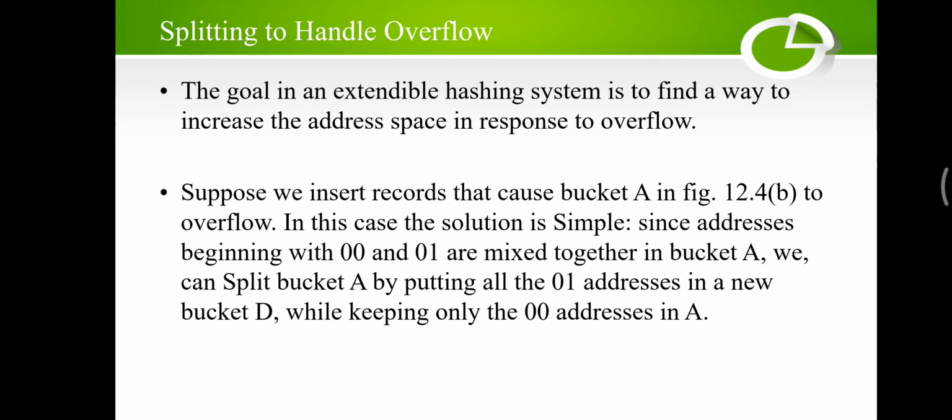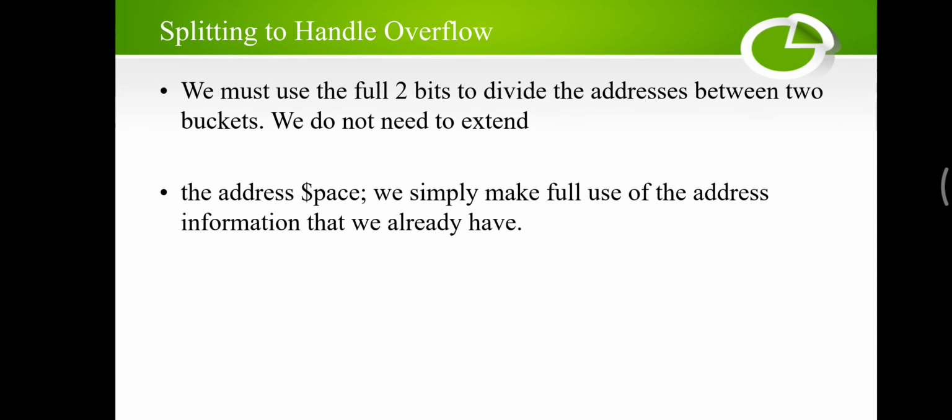Next, splitting to handle overflow. The goal in an extensible hashing system is to find a way to increase the address space in response to overflow. Suppose we insert a record that causes a bucket in figure 2.1 to overflow. In this case the solution is simple: since the addresses beginning with 00 and 01 are mixed together in bucket A, we can split bucket A by putting all the 01 addresses in a new bucket D, while keeping only the 00 addresses in A. In splitting, we must use the full 2 bits to divide the addresses between the two buckets. We do not need to extend the address space; we simply make full use of the address information that we already have.